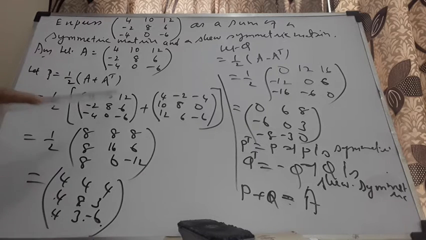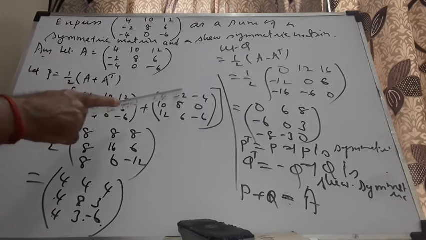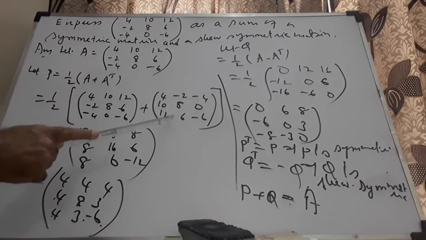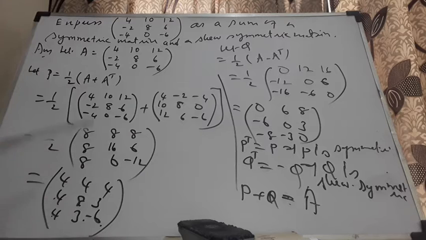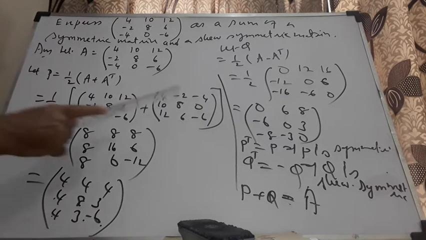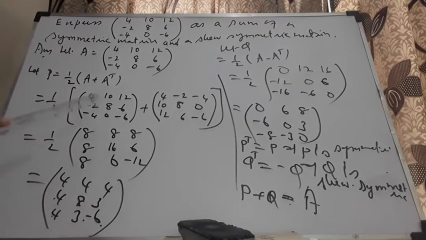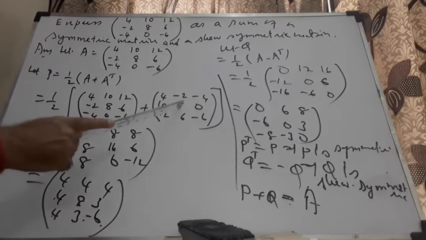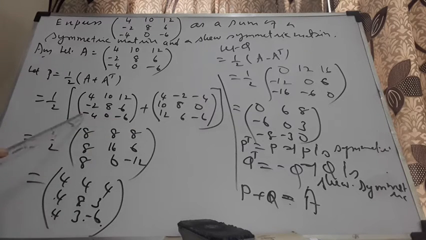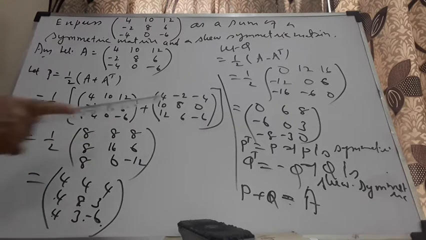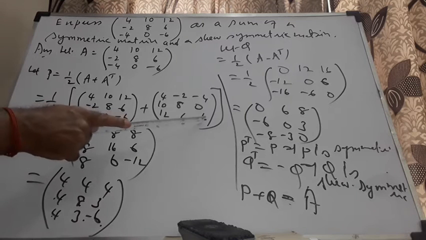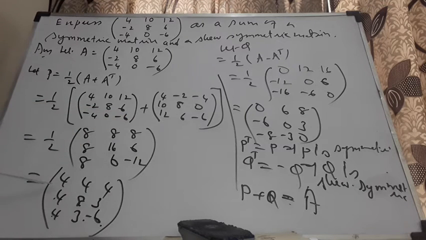Now for A plus A transpose: 4, 10, 12; minus 2, 8, 6; minus 4, 0, minus 6, plus 4, minus 2, minus 4; 10, 8, 0 is the second row; 12, 6, minus 6. Addition gives you 8, 10 minus 2 is 8, 12 minus 4 is 8, minus 2 plus 10 is 8, 8 plus 8 is 16, 6 plus 0 is 6, minus 4 plus 12 is 8, 0 plus 6 is 6, minus 6 is minus 12. Division by 2 gives you 4, 4, 4; 4, 8, 3; 4, 3, minus 6.